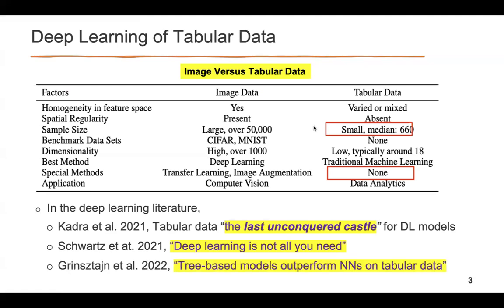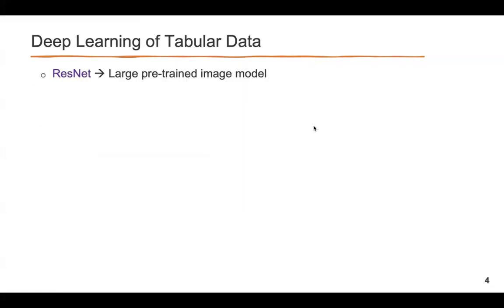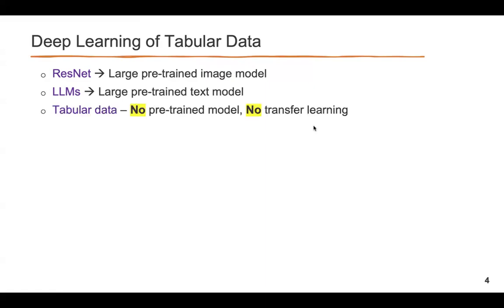Grinsztajn et al. say that tree-based models outperform neural networks on tabular data. Even though for image models we have a large pre-trained model named ResNet, and for text we have large language model based methods like ChatGPT and other LLMs, for tabular data we do not see any pre-trained model, and it is not possible to perform transfer learning.